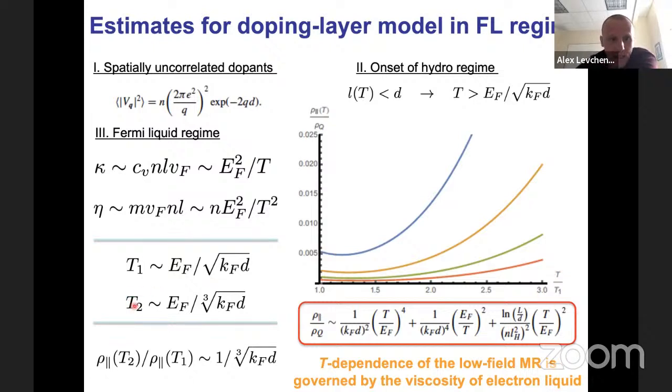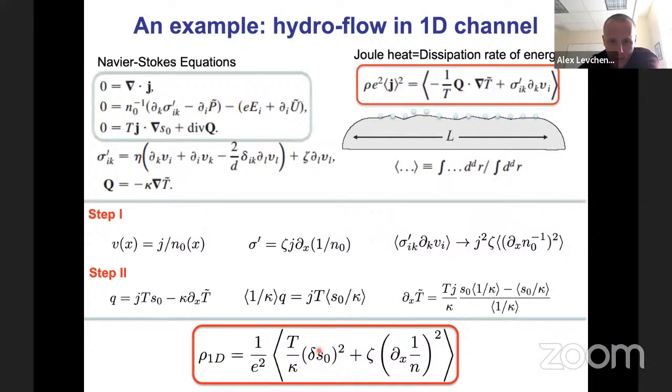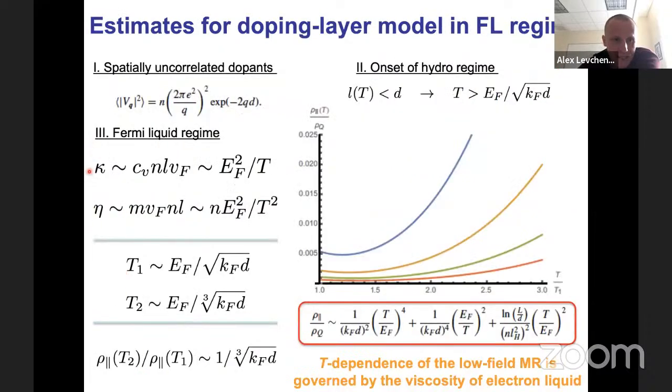Now, what is scale T2? If I take my formula from the previous slide, this piece with thermal conductivity and this piece with viscosity, and then use these estimates for thermal conductivity and viscosity, I would get these two terms in the formula in the red box. And then I can ask at which temperature they become comparable to each other. This happens at temperature T2, and T2 happens to be higher than T1.